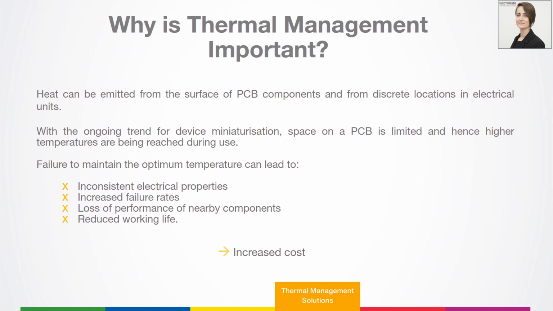Overall, by not managing your thermal behaviour, you will increase the cost. That could be in relation to efficiency of the device or through brand reputation, lack of reliability of the product.